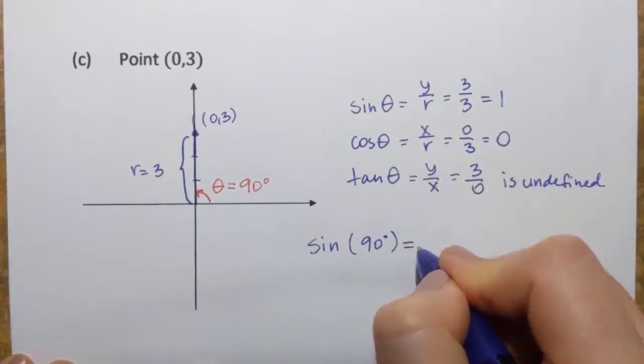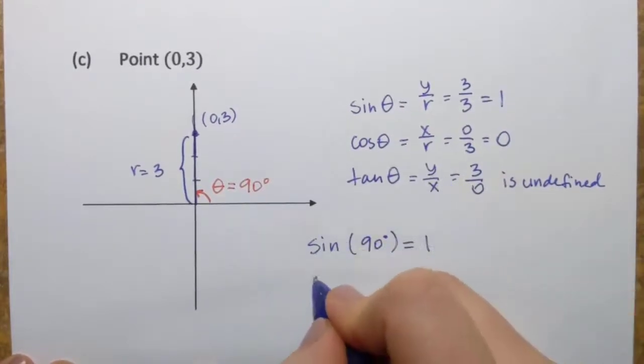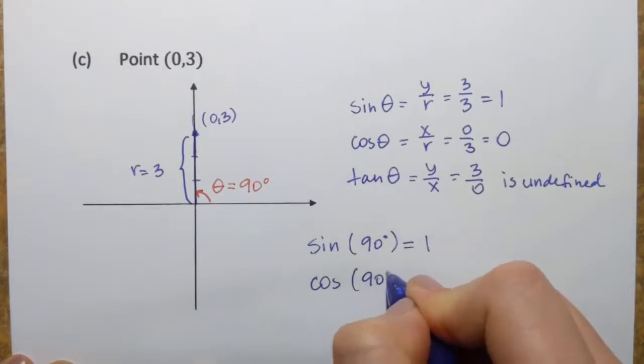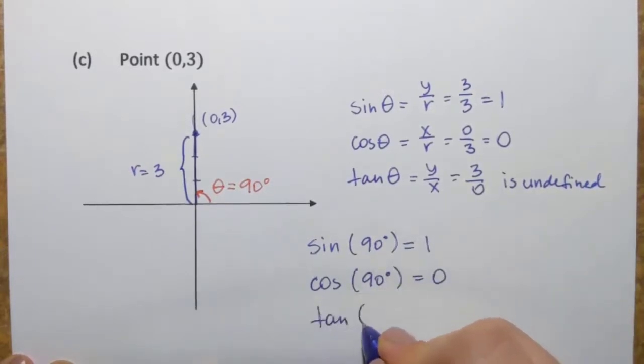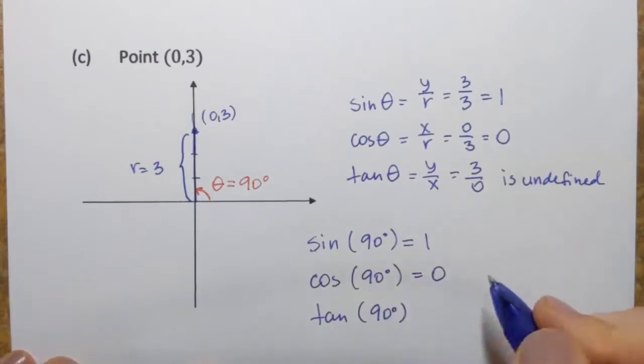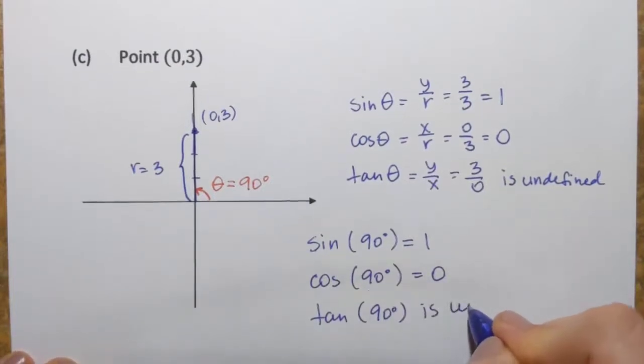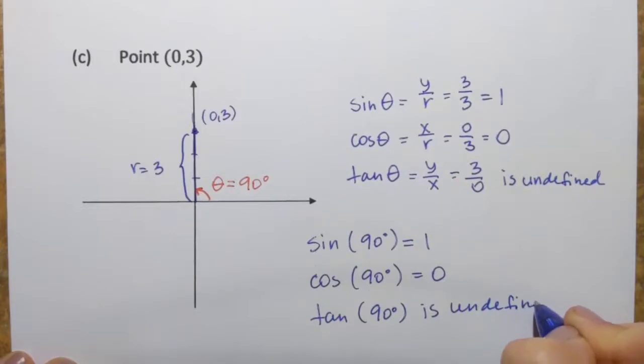So sine of a 90-degree angle is 1, cosine of 90 degrees is 0, and tangent of a 90-degree angle is undefined, which means that there is no tangent value for a 90-degree angle.